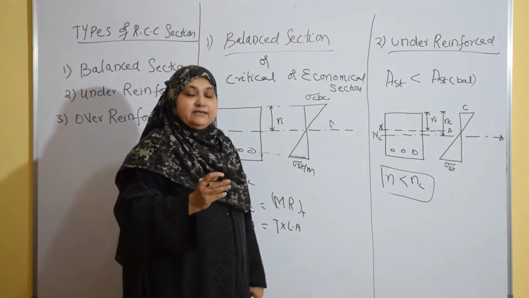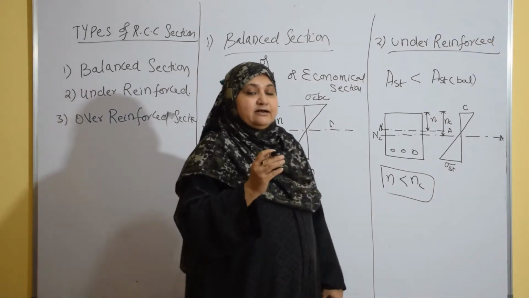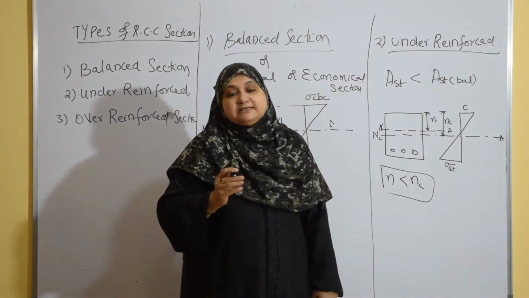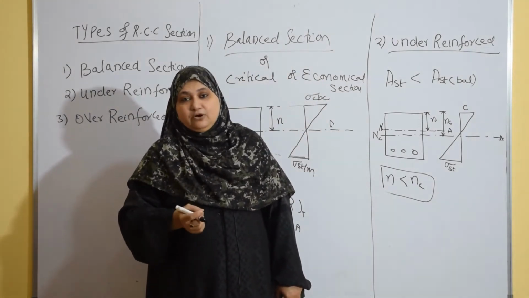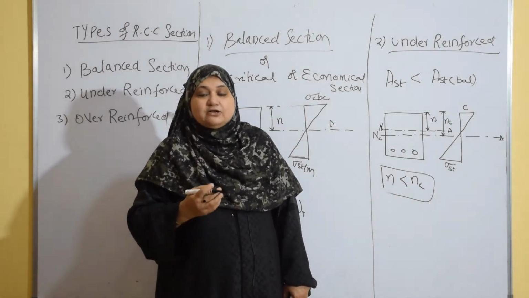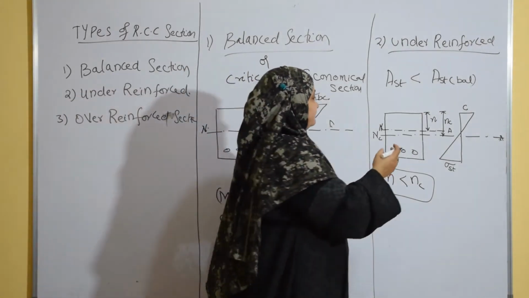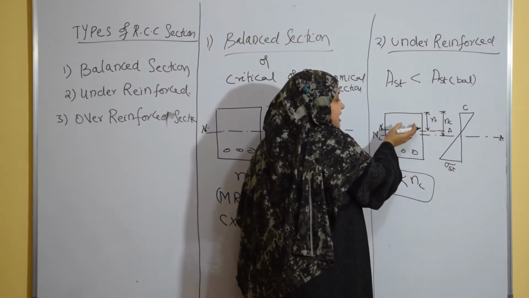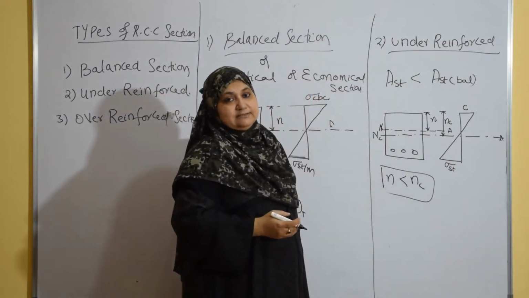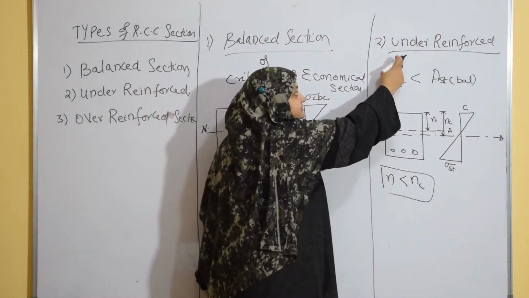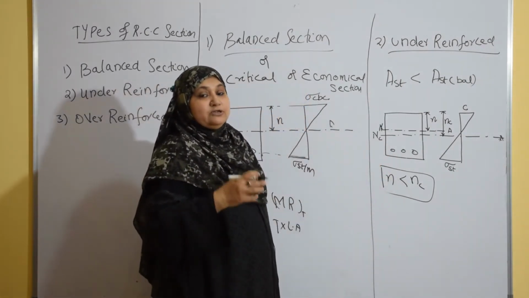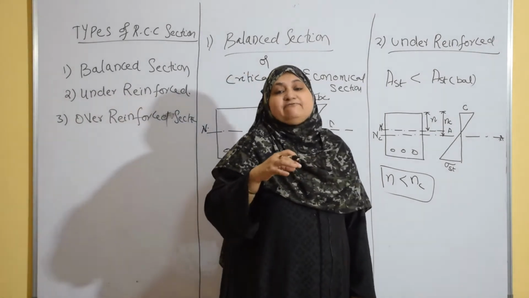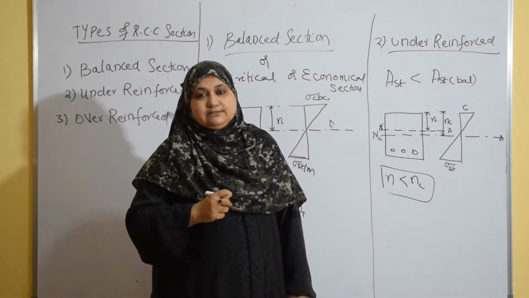Second, in an under reinforced section, steel reaches its maximum permissible value of stress prior to the concrete. So the neutral axis will move above the critical neutral axis. That means the neutral axis of an under reinforced section will be less than the critical neutral axis. So the design will be governed by the tensile forces, right?